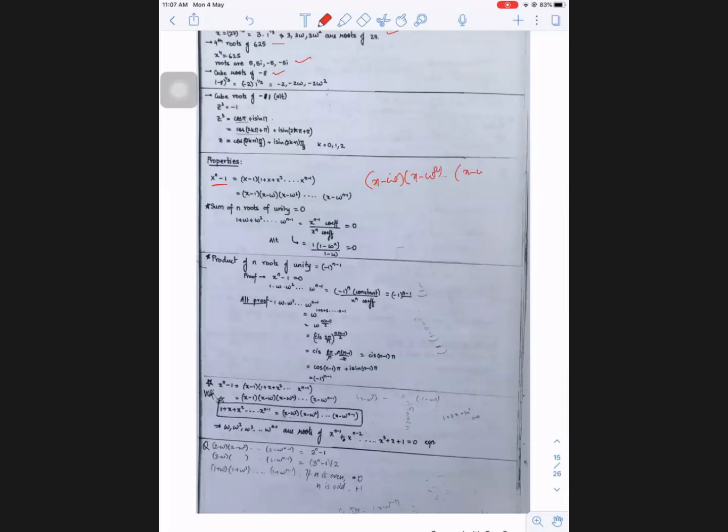(x - ω)(x - ω²) ... (x - ω^(n-1)). This is also useful for us sometimes. This product is always equal to 1 + x + x² + ... + x^(n-1), or (1 - x^n)/(1 - x). This is a very important result.